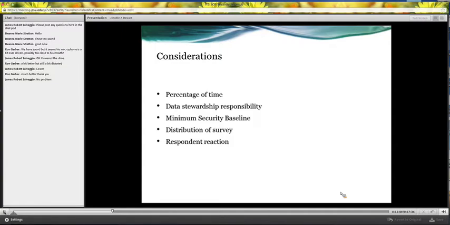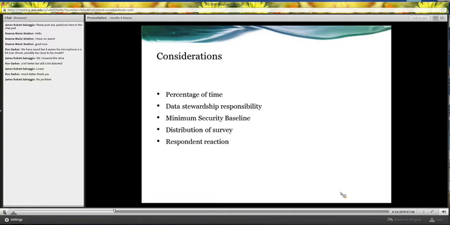The minimum security baseline, as I said, is in front of the ITLC as we speak. Hopefully in August that'll come up again for consideration. A lot of the members of ITLC have looked at that and commented on it, and we're continuously honing that as we move on.